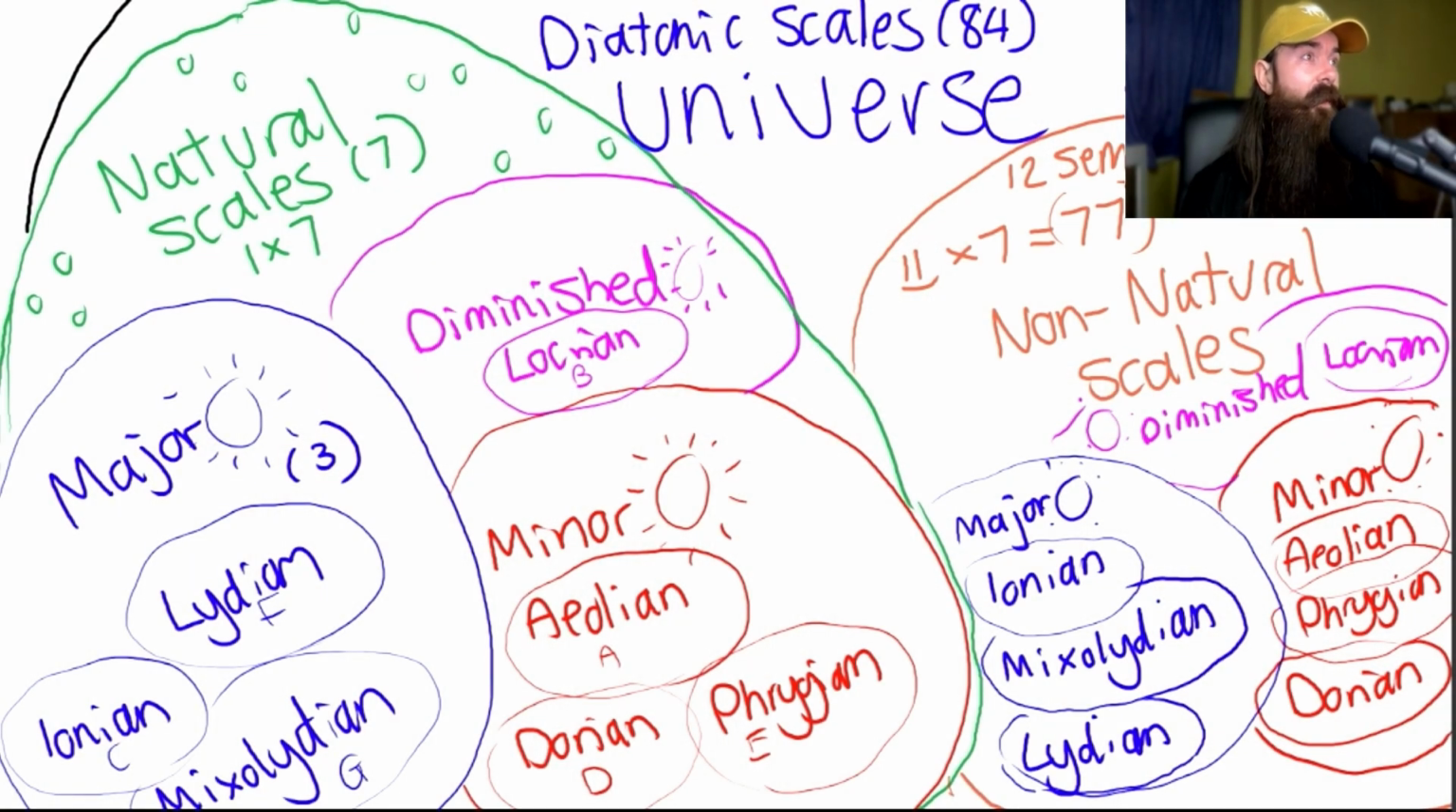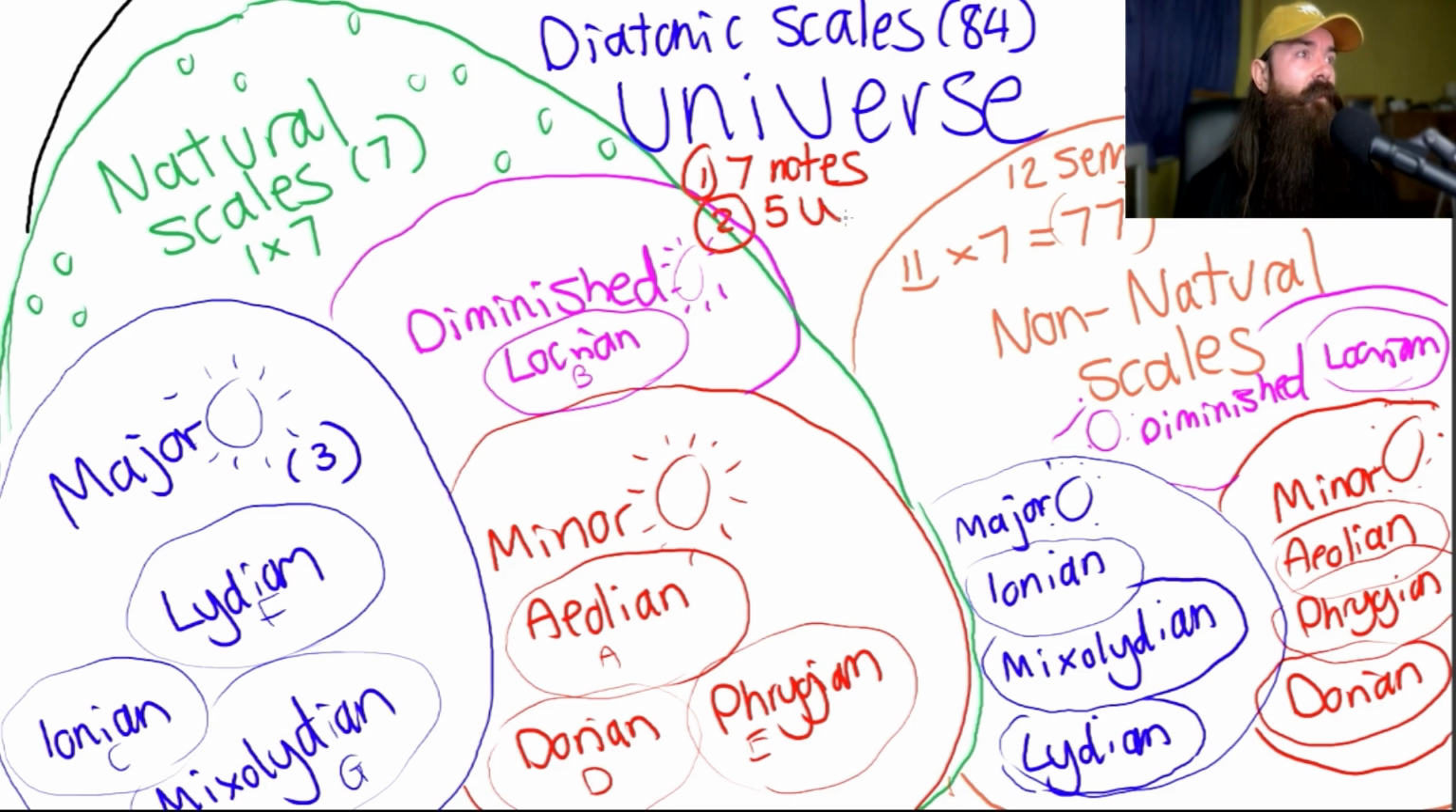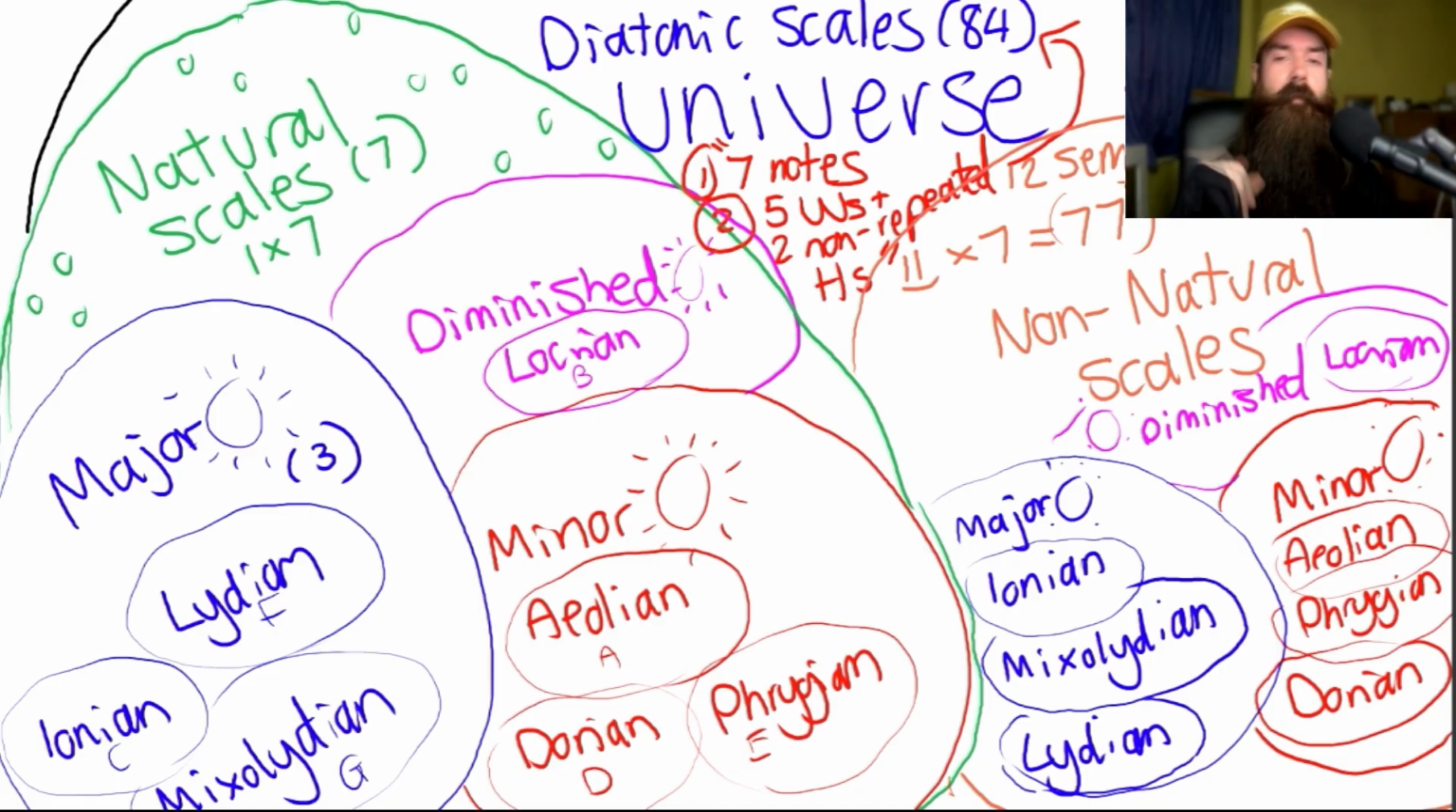And there are 2 particular characteristics in any kind of diatonic scale, which is number 1, 7 notes, so it must be heptatonic, and number 2, it must be 5 whole steps and 2 non-repeated half steps. So any kind of scale, whether it's natural or non-natural, or if it's Ionian or Aeolian, Phrygian, and so on, provided it conforms to that order of semitonal distinctions and happens to be 7 notes long, that will mean that any scale that we're talking about, they're in a wider family of musical scales called the diatonic scales.